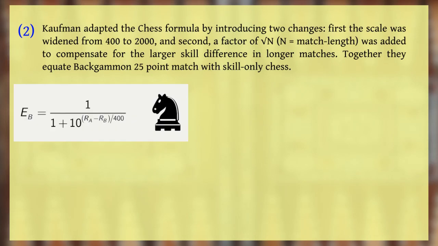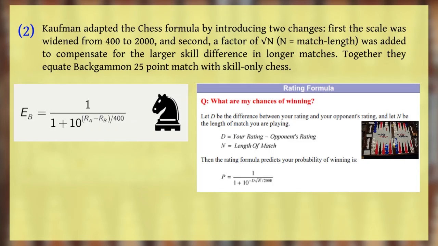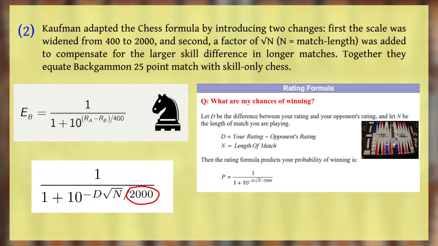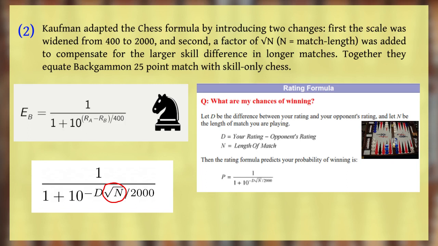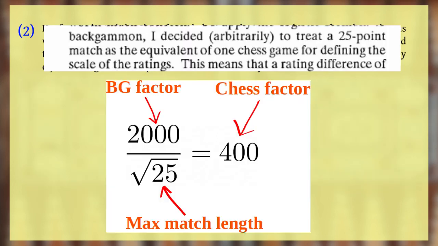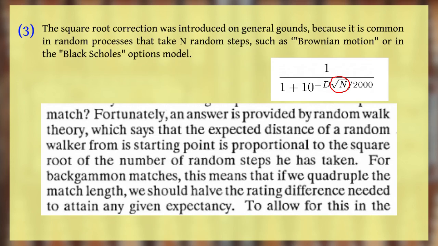2. Kaufman adapted the chess formula by introducing 2 changes. First, the scale was widened from 400 to 2000, and second, a factor of square root of the match length was added to compensate for the larger skill difference in longer matches. Together, they equate the backgammon 25-point match with skill-only chess. 3. The square root correction was introduced on general grounds, because it is common in random processes that take n random steps, such as Brownian motion or in the Black-Scholes options model.